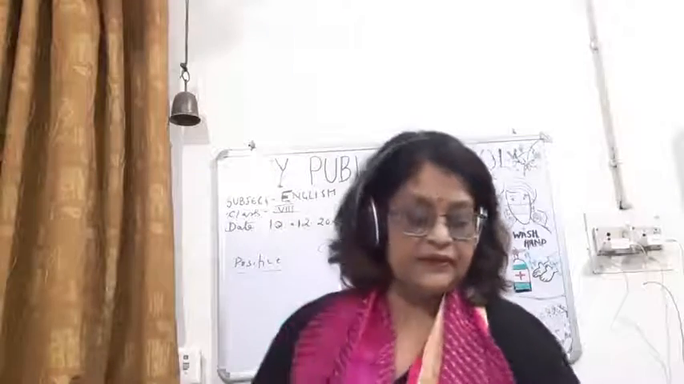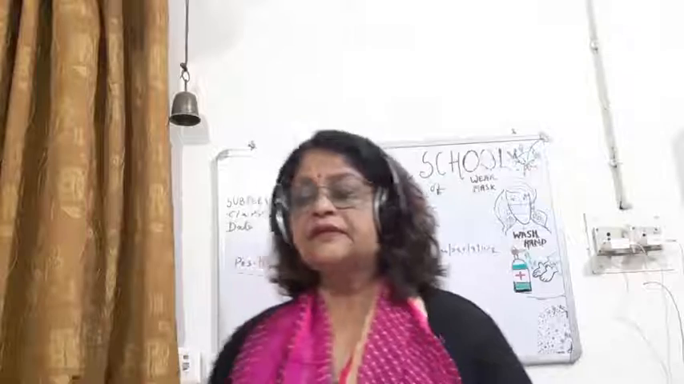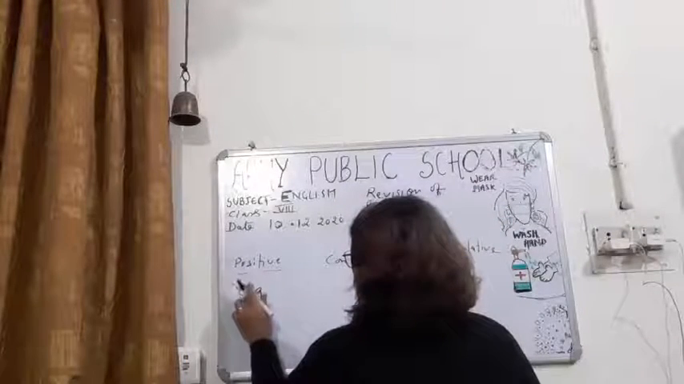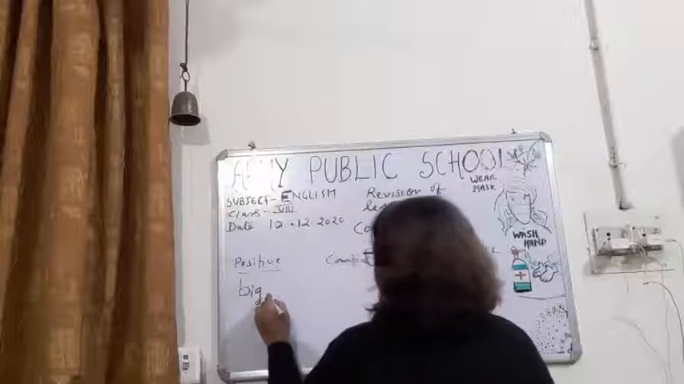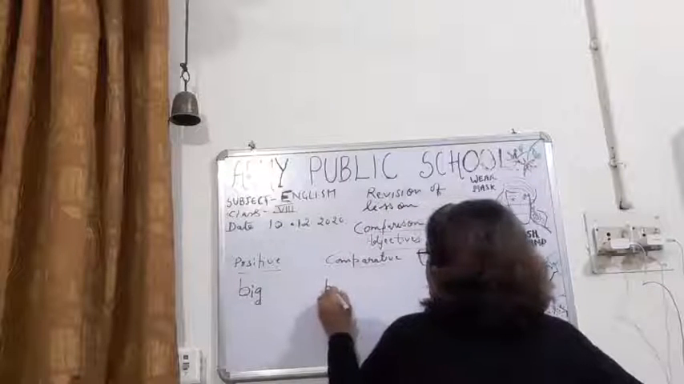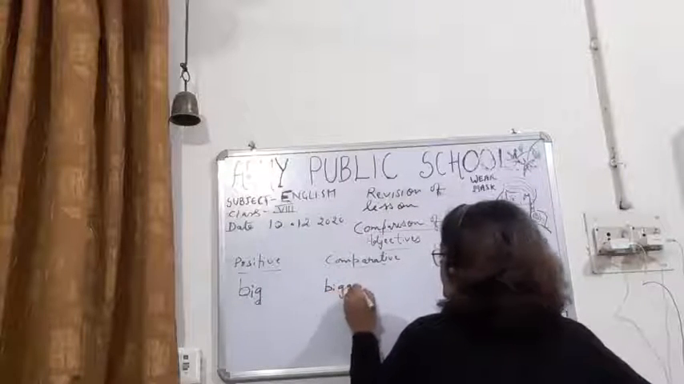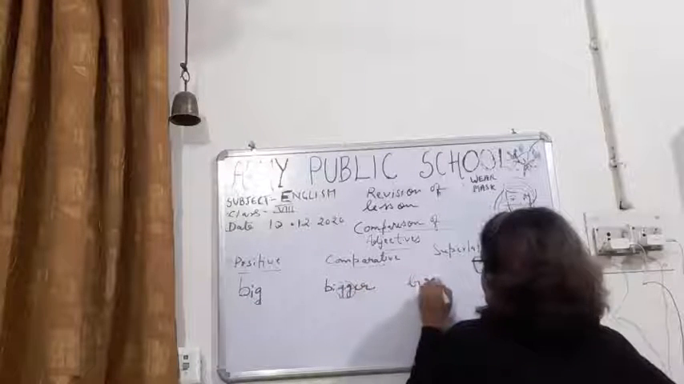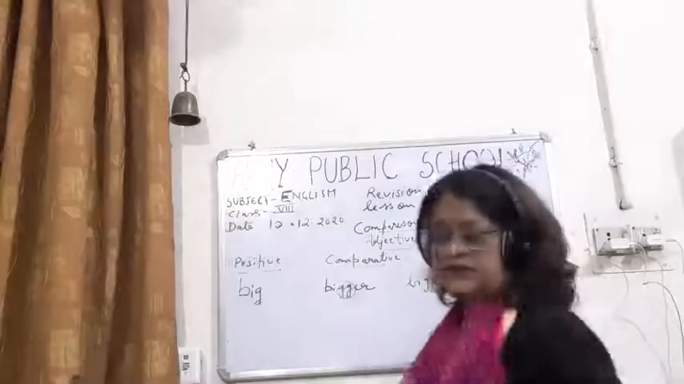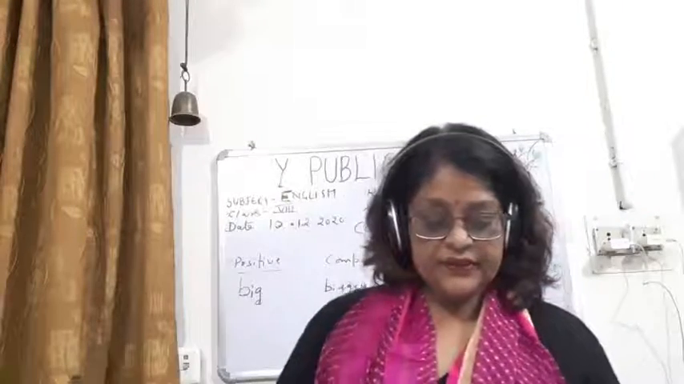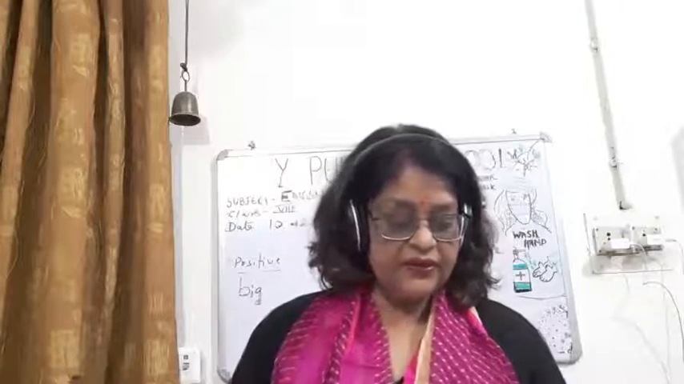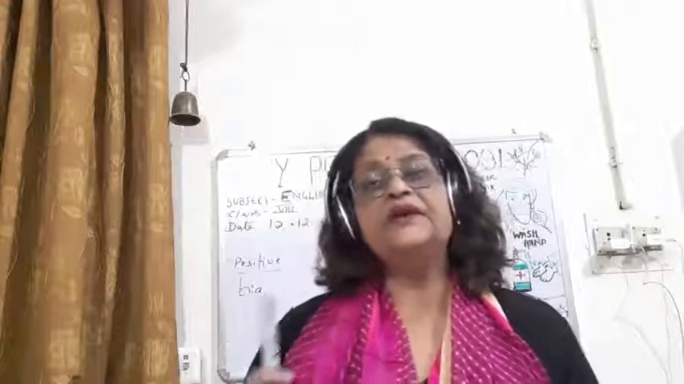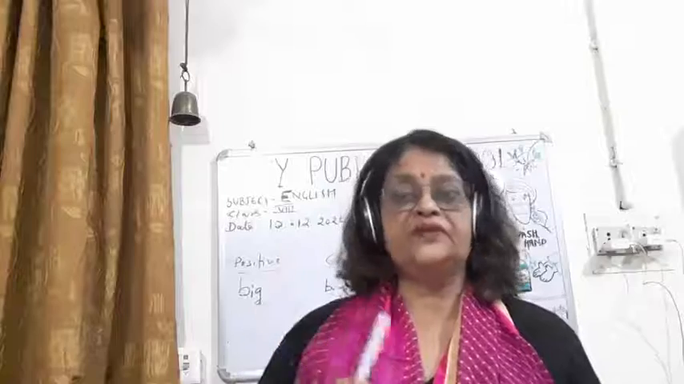You can see here big, bigger. Here this is the vowel I, then G. So this word will be bigger, doubled, and then biggest. In both cases, comparative and superlative, the last letter will be doubled if a vowel is before it.